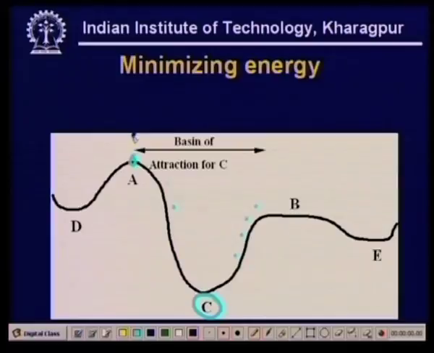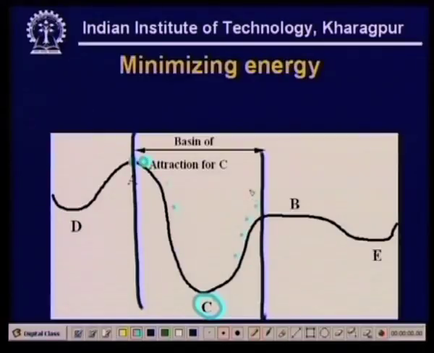So, this region is the basin of attraction for C. If our initial starting position is between these two lines, then we can reach this global minimum. However, if our initial starting position is somewhere here, we cannot reach this global minimum. We will instead settle to a local minimum.